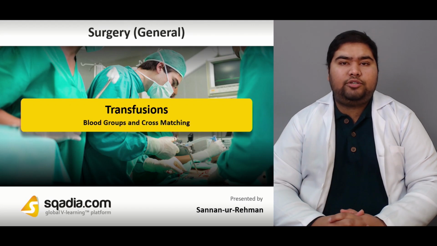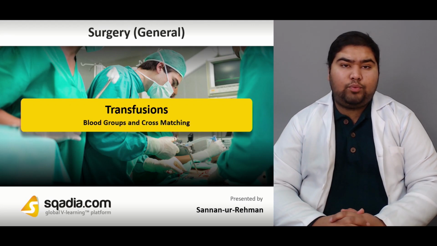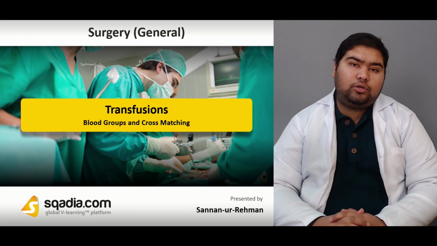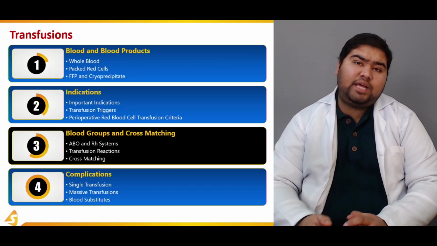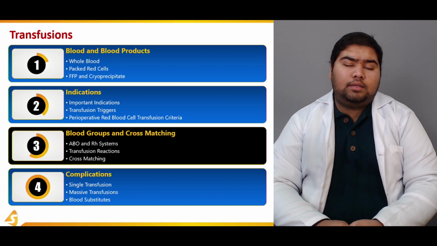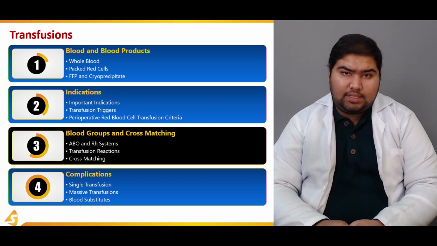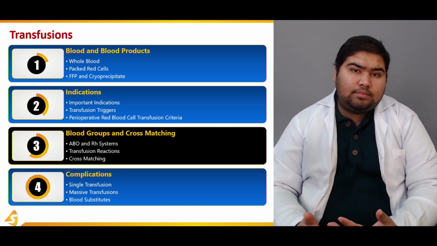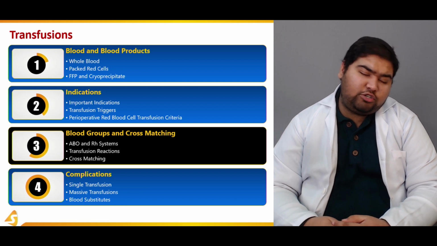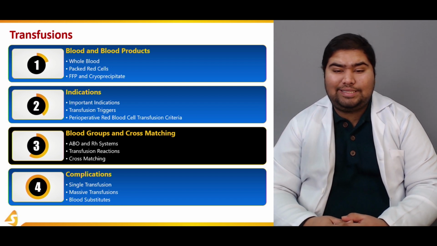We're talking about blood transfusions. In this section, we'll deal with the blood groups and the cross matching. There are two types of blood grouping system, the ABO system and the RH system. We'll see what these systems are, how they're developed, what are the genotypes and the phenotypes in these systems.